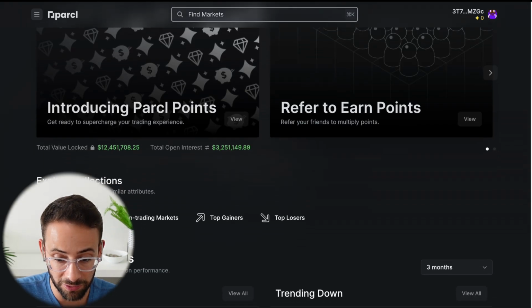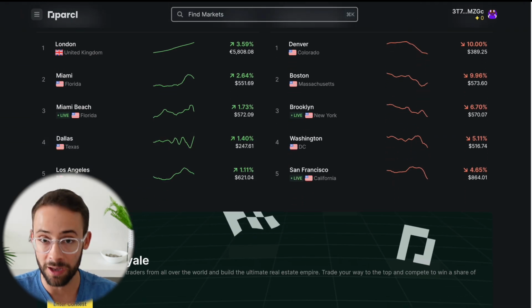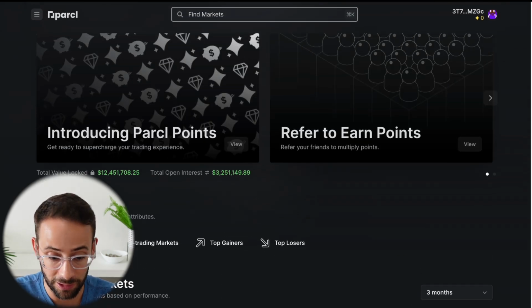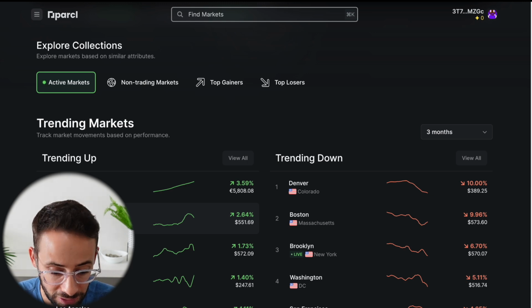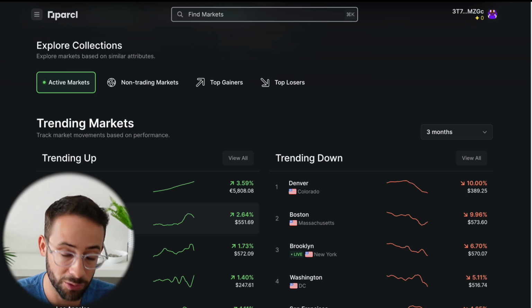So those are the basics of how you use Parcl. Hopefully you found this little tutorial helpful. Again, remember, there are serious risks involved with this, especially if you're using leverage. However, this is a pretty decent airdrop target on Solana, especially since there's not that much liquidity locked on it yet, and it's relatively new. It's underfarmed, I would say, and if they do have an airdrop, it is possible that it could be quite lucrative.